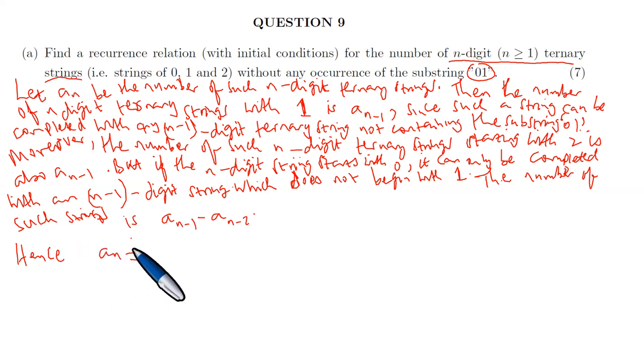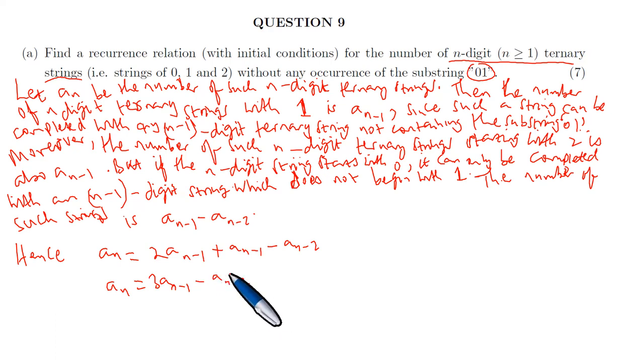But hence, what is then an, where an is the number of such n-digit ternary strings? An can therefore be seen as follows. It can be seen as twice a(n minus one) plus a(n minus one) minus a(n minus two). So an equals 3a(n minus one) minus a(n minus two), for n greater or equal to 3. Okay, I want us to analyze this together and make sure that every statement, every sentence is clear.